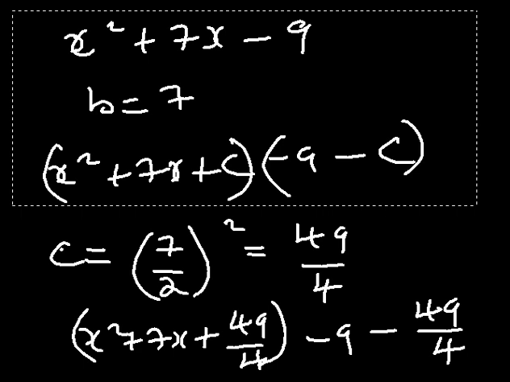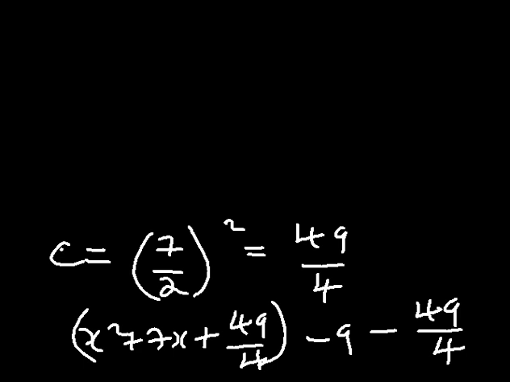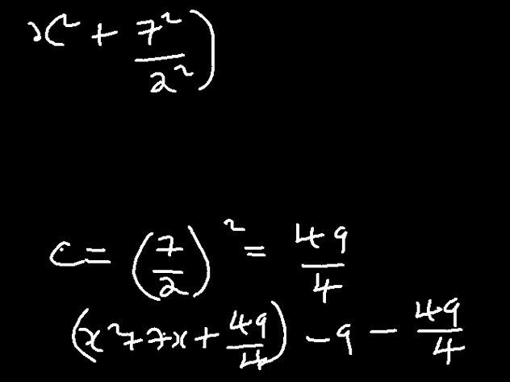And next we'll have to simplify. In the same case, we should know the middle part and give the sign of the middle part to this, and express this as a perfect square. In this case, we'll have x squared plus 7 to the power 2 divided by 2 to the power 2. And we should also simplify this one as well, expressing that as a single fraction.